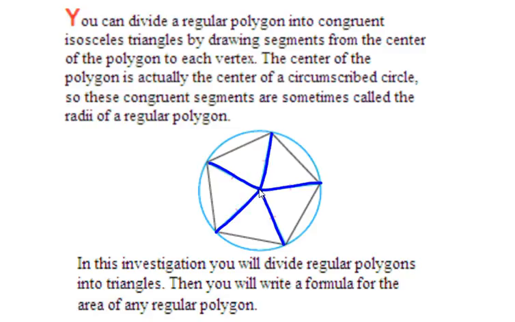Continuing on, it says the center of the polygon is actually the center of a circumscribed circle. And you can see that in the diagram as well. So these congruent segments are sometimes called the radii of a regular polygon.